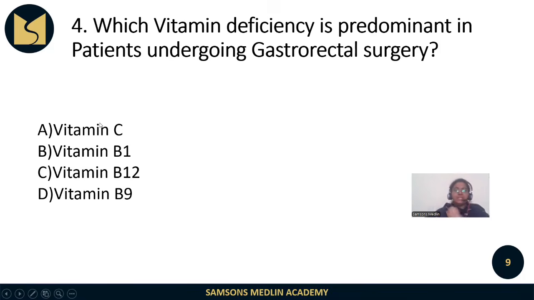Let's move to the next question. Which vitamin deficiency is predominant in patients undergoing gastrointestinal surgery? Vitamin C, vitamin B1, vitamin B12, vitamin B9. Which vitamin deficiency is predominant in patients undergoing gastrointestinal surgery? Answer is option C, vitamin B12.